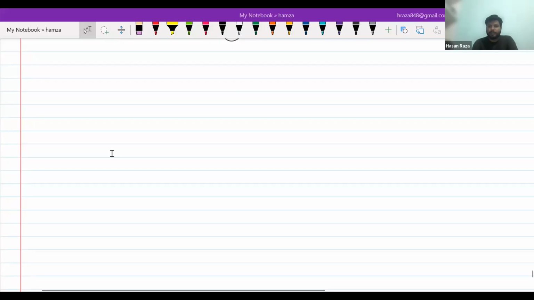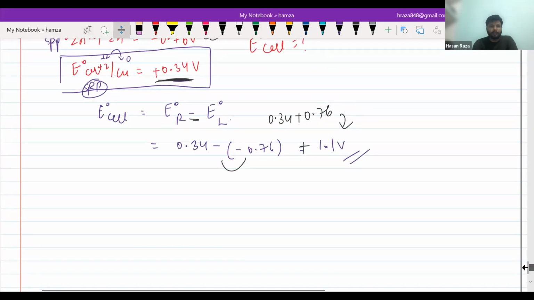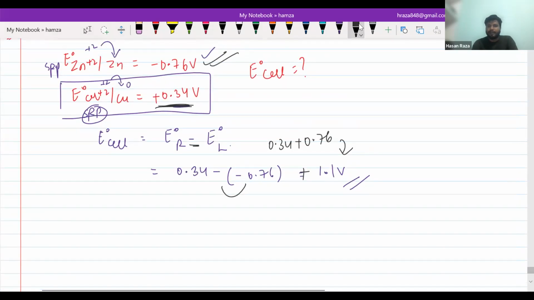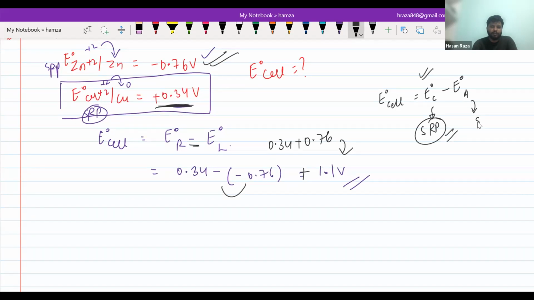Now see, in the previous class, we came to know how to calculate E naught cell. From a representation or an equation, you can easily calculate it. We got a formula that E naught cell is equal to E naught cathode minus E naught anode. Just take care that whatever the value of E naught cathode, it should be the SRP, that is, the standard reduction potential, and this should also be a standard reduction potential. Since I am using naught, that's why I am writing standard.